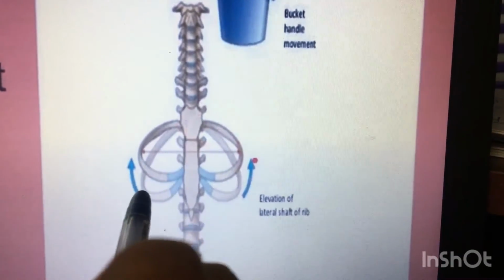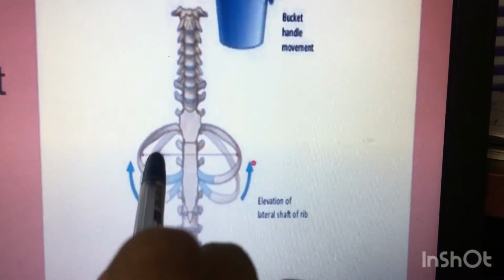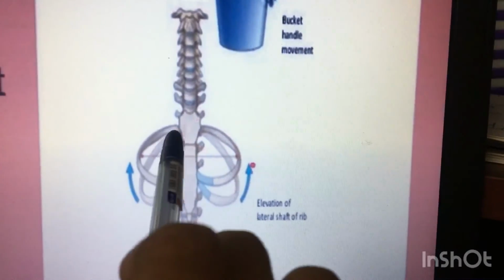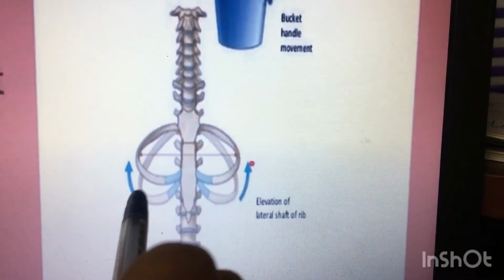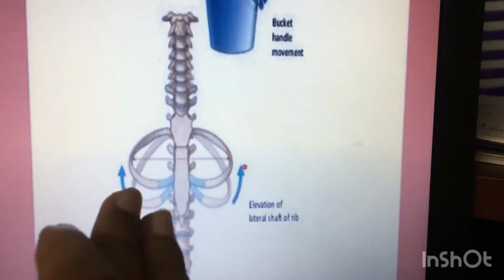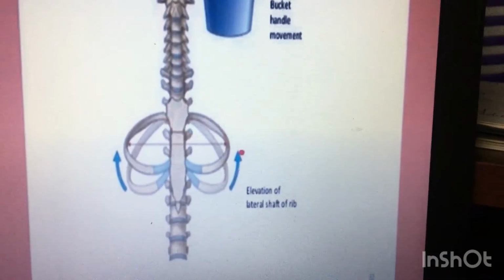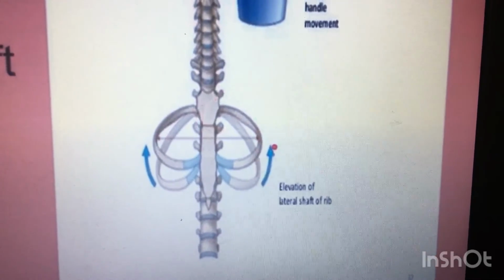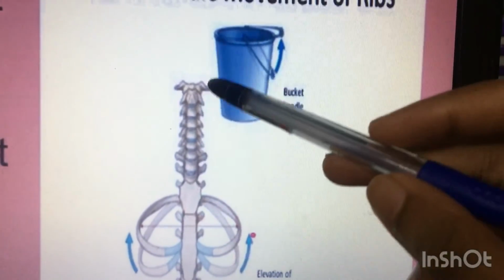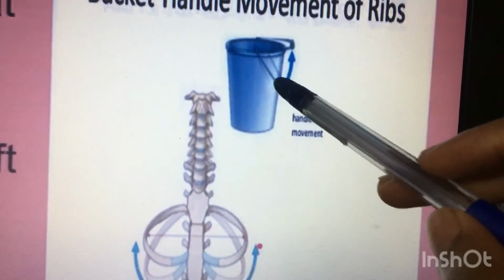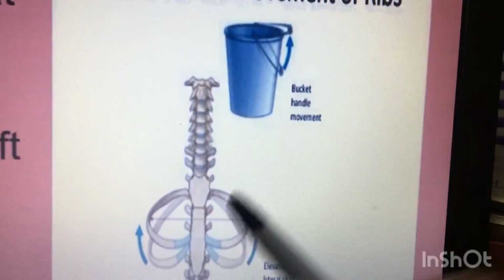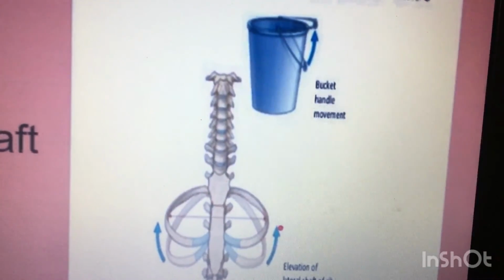So during elevation, initially this is the place, and you can see the shaft is slightly lower than these two ends, and during inspiration this will move outwards and upwards. So this movement is referred to as the bucket handle movement. You can see here the bucket, you can see the handle of the bucket, it will also move like this, right? So you can compare both these movements. So it is called the bucket handle movement.